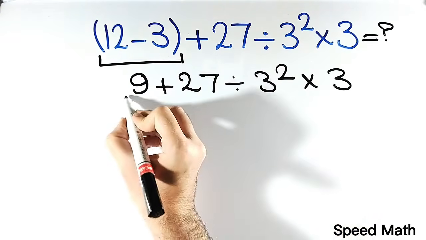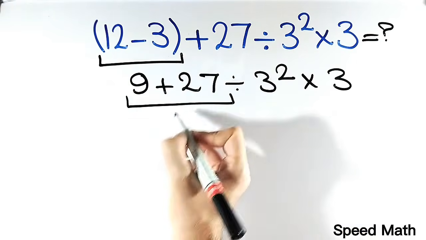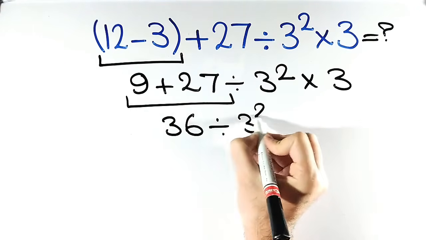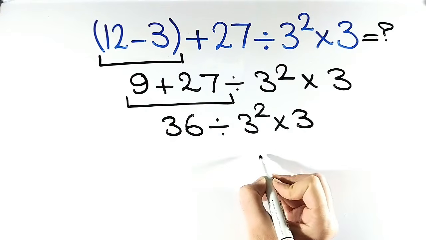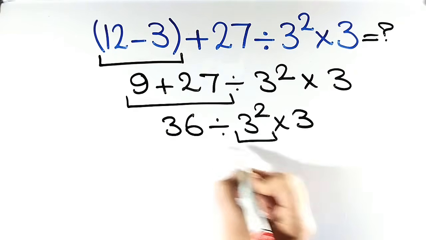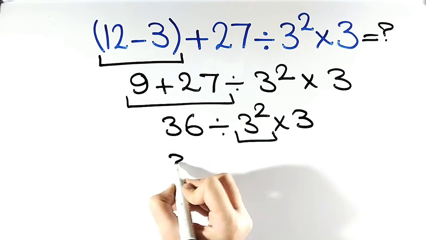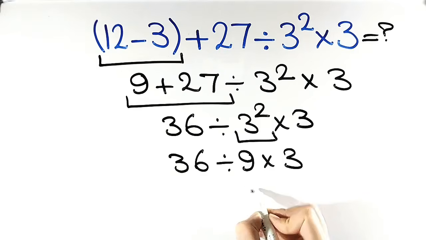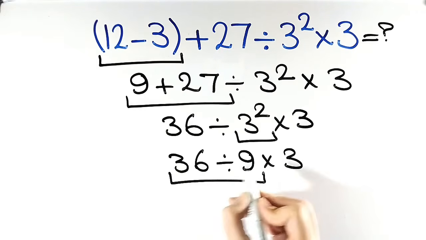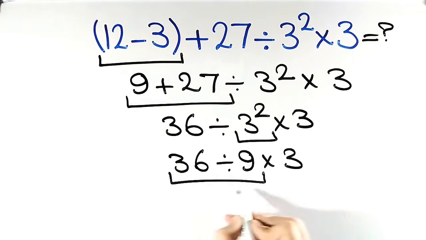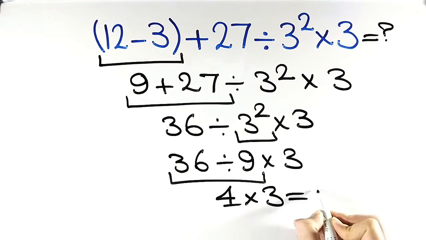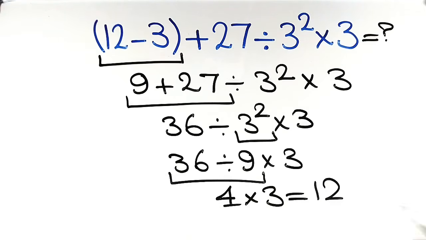And the next step, they go for the addition between 9 and 27 and write this expression as 36 divided by 3 squared multiplied by 3. Then they go for the exponent, and instead of this expression, they write 36 divided by 9 multiplied by 3. Next, they go for the division between 36 and 9, and instead of this expression, they write 4 multiplied by 3, which finally gives them the answer 12. However, this answer is absolutely wrong.